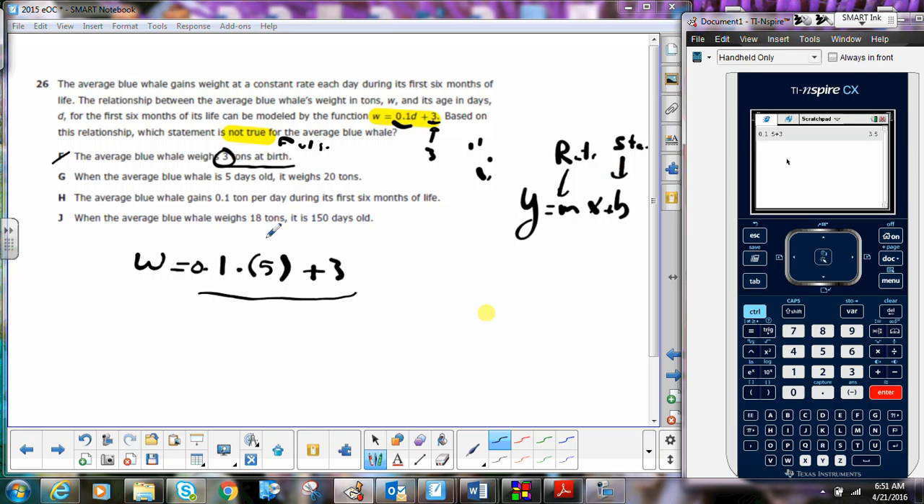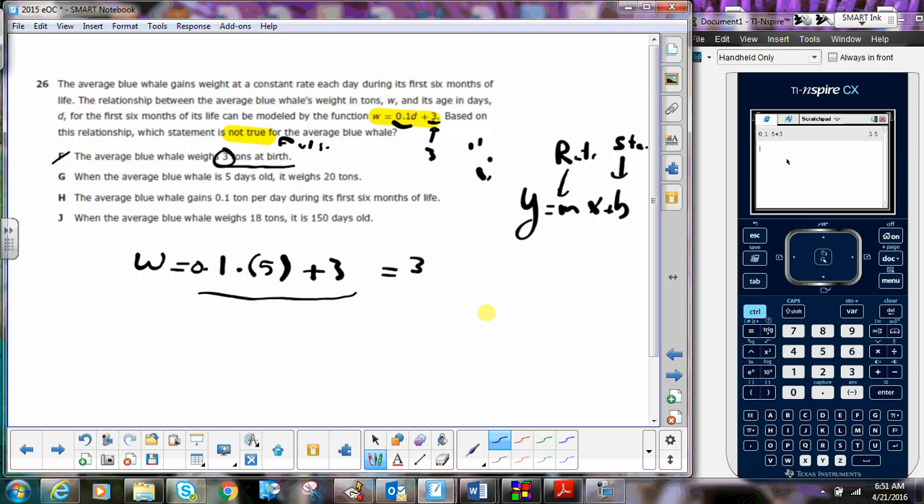So this whale should weigh 3.5 tons in 5 days, not 20 tons. So this statement is false. The first statement is true, the second statement is false. So we know this is the answer. But let's see the others, if they make sense or not. The average blue whale gains 0.1 ton per day during the first 6 months. Yes, 0.1 per day, that's the rate. So this is true.